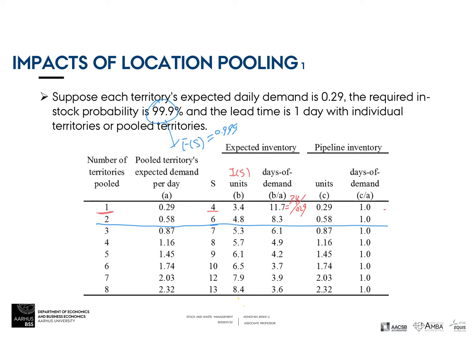And then we can see the expected inventory actually increased, but not doubled, just slightly increased. And expected inventory in days of demand actually drops. So that's actually the most important positive result. The days of demand you hold is significantly reduced when you merge the inventory locations, or pool the inventory locations. And you can see at the beginning, the saving is significant from 2 to 3 territories.